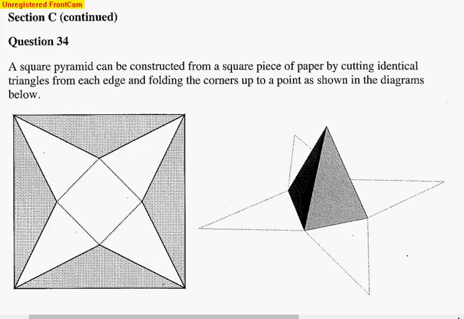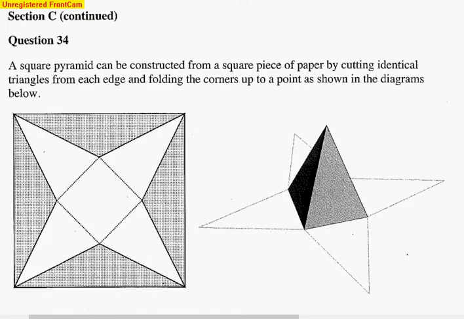Again. Here's question 34 from the 2014 exam. This is in the differentiation section. So we have a square pyramid that can be constructed from a piece of paper by cutting identical triangles from each corner and folding up the edges. Okay, so we get this. This is what it is when it's flat, and then you cut out those triangle pieces, you fold it up to make your square-based pyramid.